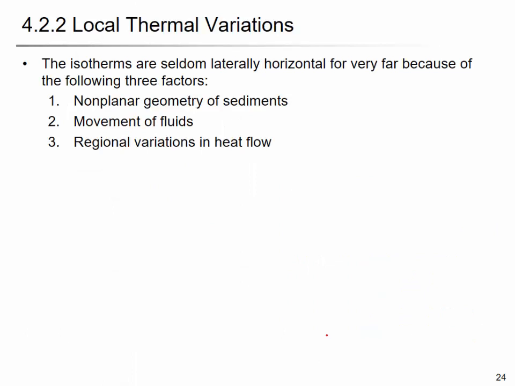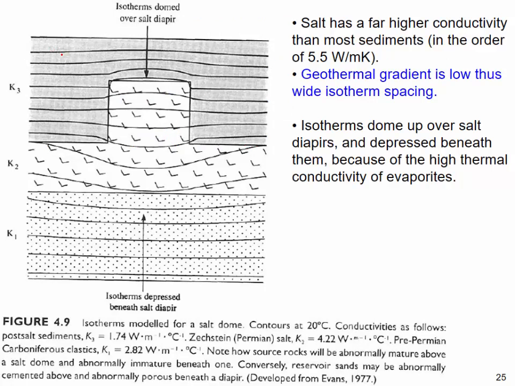The isotherms are seldom laterally horizontal or very far apart because of the following three factors: non-planar geometry of the sediment, movement of fluid, and regional variation in heat flow. I can show you one example. If it's just planar deposition, then you have flat isotherms, parallel horizontally. But in this case, you have a salt dome intruding upward, so this is high K, and this is low K, low thermal conductivity. So here, when you look at the isotherms, they are widely spaced. And here you have more closely spaced isotherms.